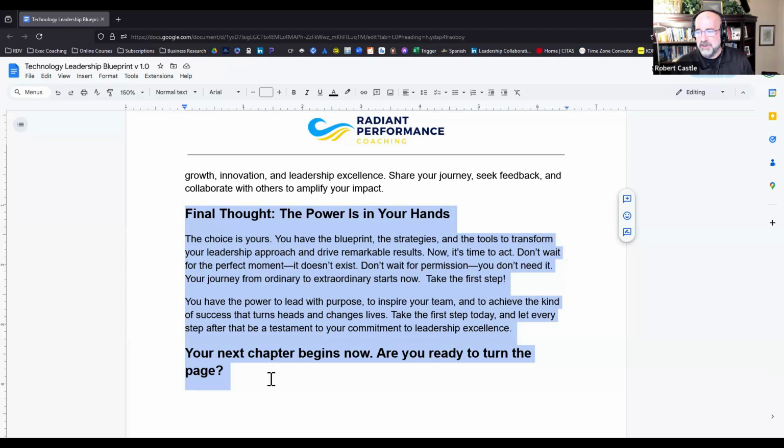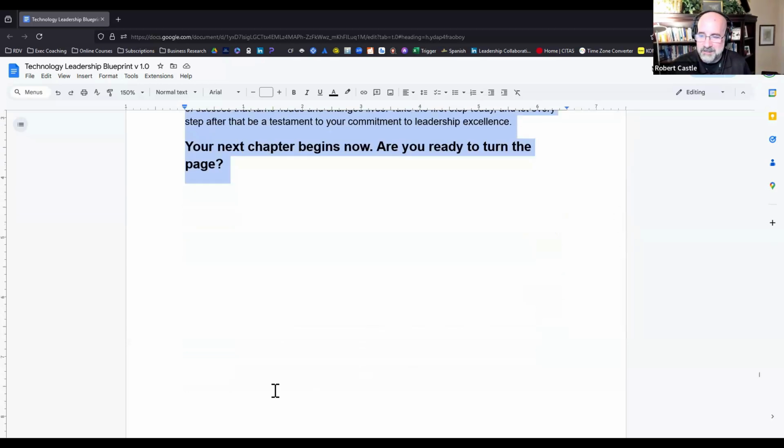You have the power to lead with purpose, to inspire your team, and to achieve the kind of success that turns heads and changes lives. Take the first step today, and every step after that will be a testament to your commitment to leadership excellence. Your next chapter begins now. Are you ready to turn the page?